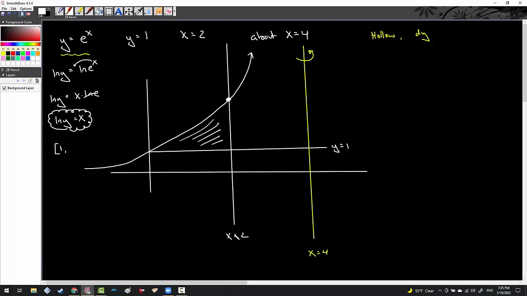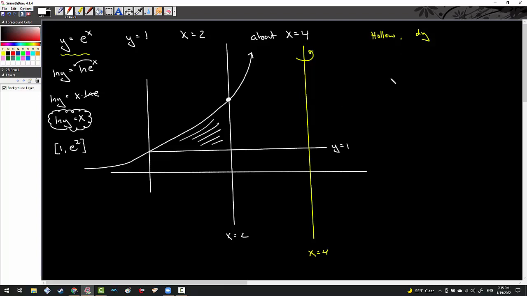Well, what happens when x equals 2? What does y equal when x equals 2? Well, I can plug that into the original function and get e squared as my upper limit of integration. So I can go ahead and set this up right now. And I know it's going to be hollow, so it's going to be an outer radius minus an inner radius.